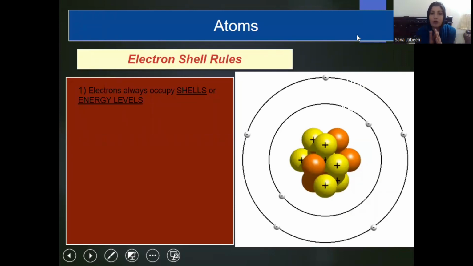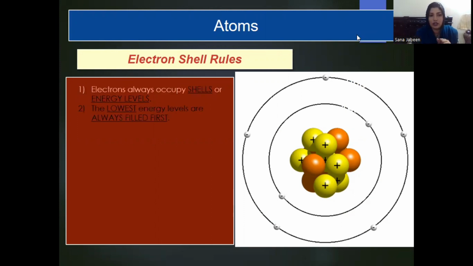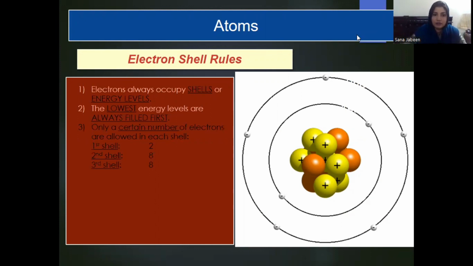Now we have to talk about the electron shell rules, that is, how electrons are going to be filled in the shells. As I told you, the first shell, which is present near the nucleus, is known as the lowest energy shell. So we have to put the electrons first in this one. The lower energy levels are always filled first. Here is the rule. The first shell contains 2 electrons. The second shell contains 8 electrons. And the third shell contains again 8 electrons.